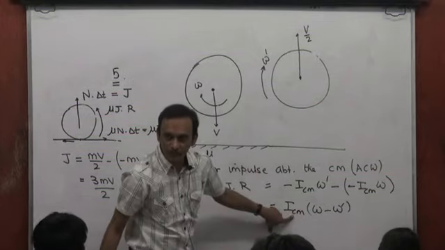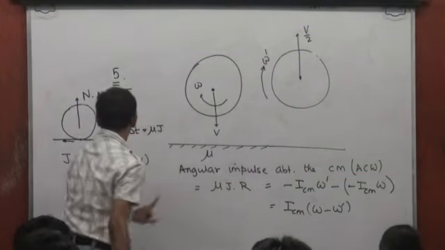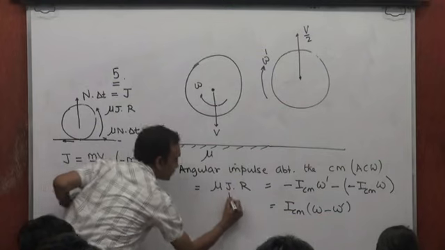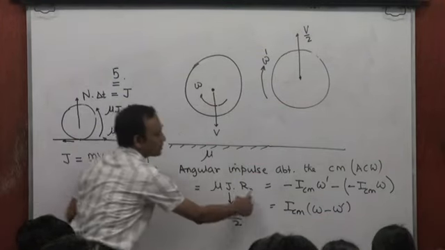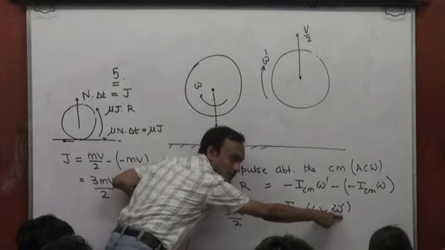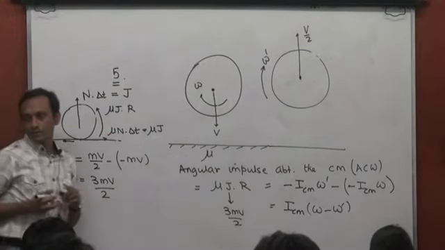ICM, you know, is 2/5 mr squared. J we already know is 3mv by 2. You can plug in J as 3mv by 2. Mu is known. So, you can solve for omega prime.